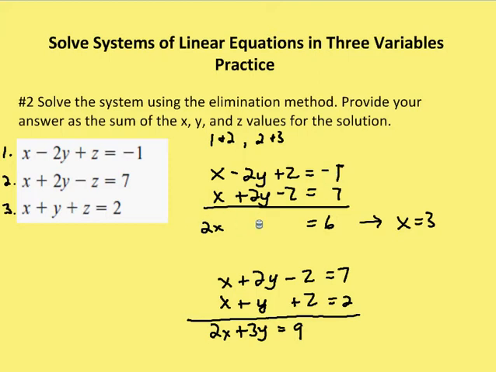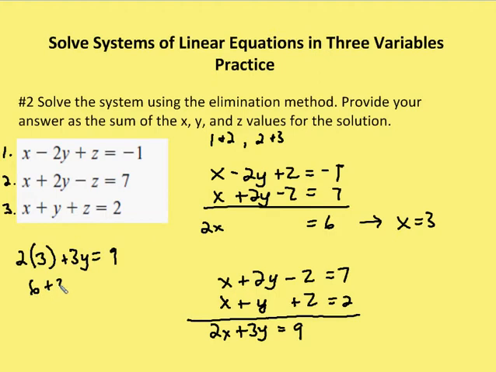Now I've already determined that x needs to be equal to 3 from the first set of equations. And I have my second equation developed from the system of equations number 2 and 3: 2x plus 3y is equal to 9. So if I substitute x with 3, I end up with 2 times 3 plus 3y is equal to 9.